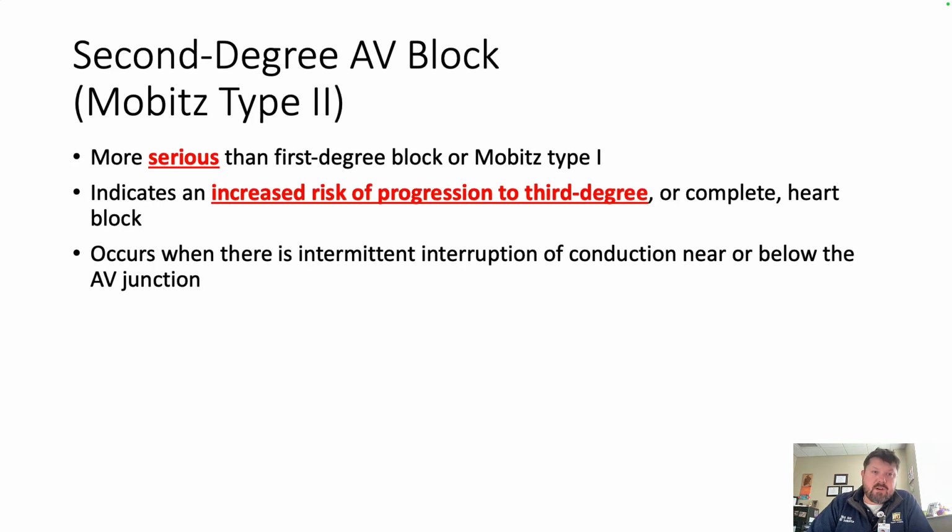It's more serious than first degree block or Mobitz type 1, and it indicates an increased risk of progression to third degree, just as I mentioned. It occurs when there is an intermittent interruption of conduction near or below the AV junction.